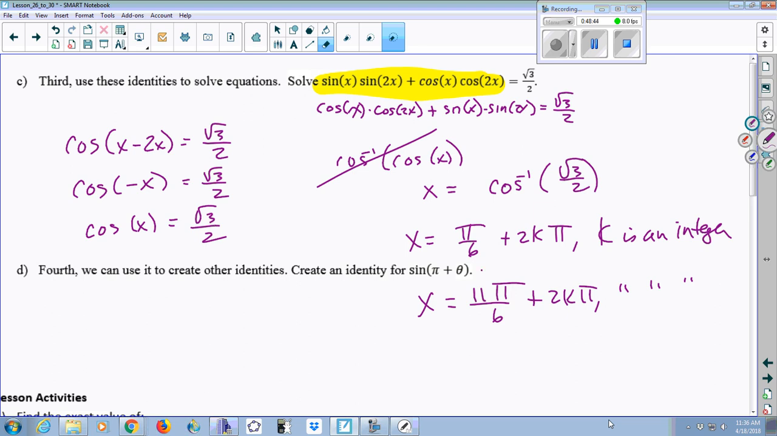You can do this on your own. Create that identity, just using your sine for the sum of two angles. You can start your lesson activity there, because I have to stop talking.